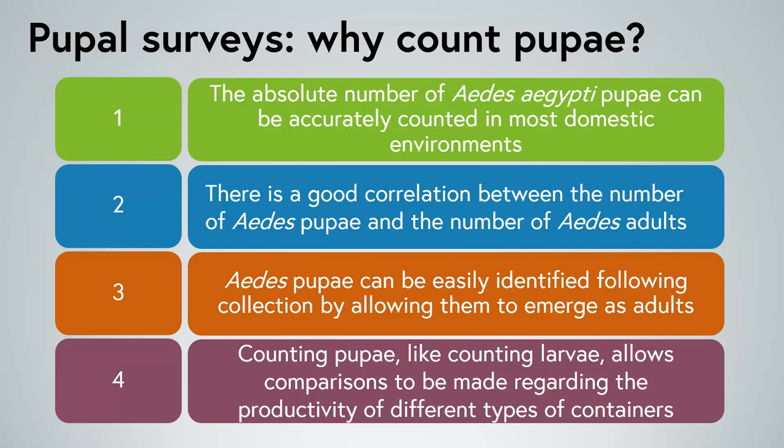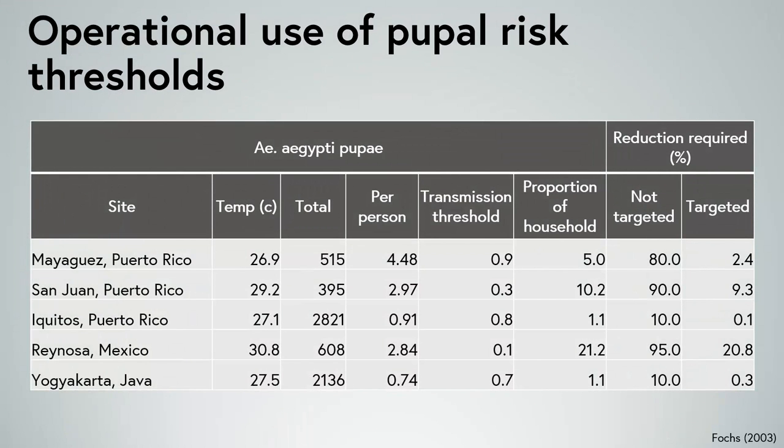For example, this table provides survey results from 5 locations and estimates of transmission thresholds. Under the targeted column are the proportions of containers that need to be controlled or eliminated if the program focuses only on the most productive containers in the environment. Please refer to the original source, Focks' paper published in 2003, because it provides more information. But it is evident that a strategic targeted approach requires fewer resources than a program that is not targeted. However, currently there is no information on how pupal indices correlate with chikungunya or Zika transmission.